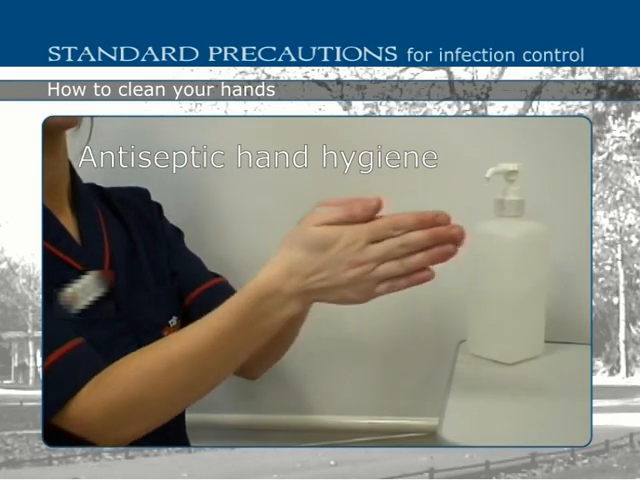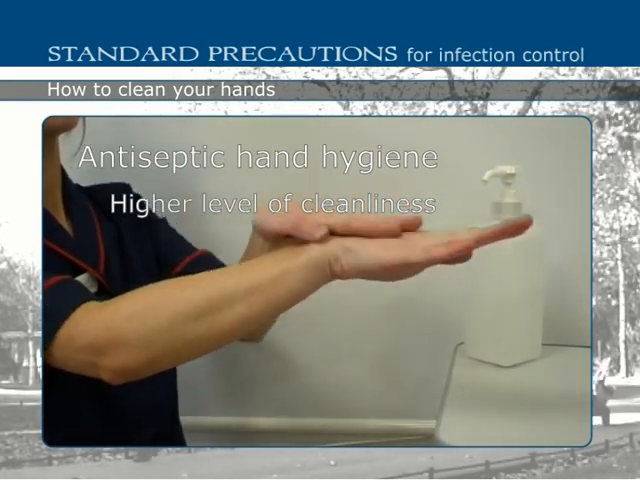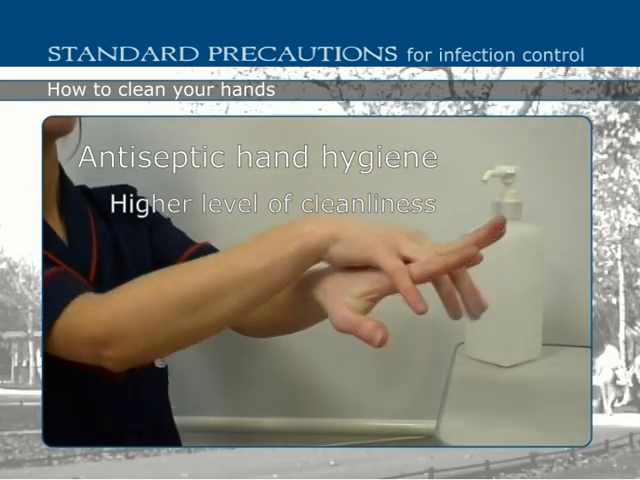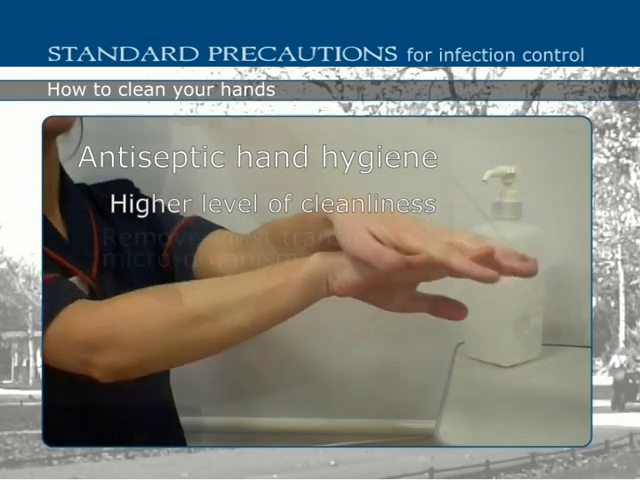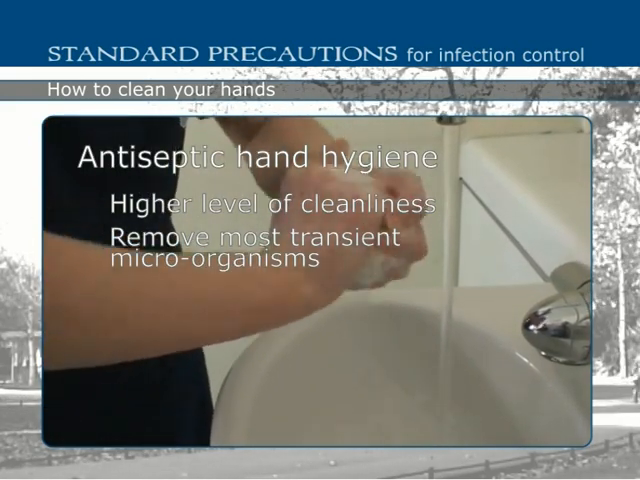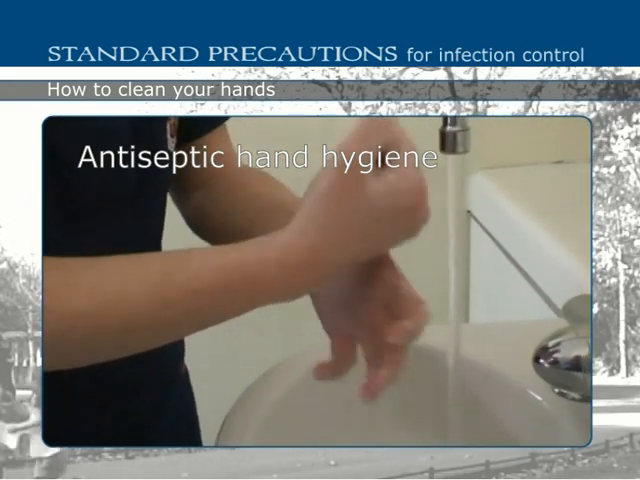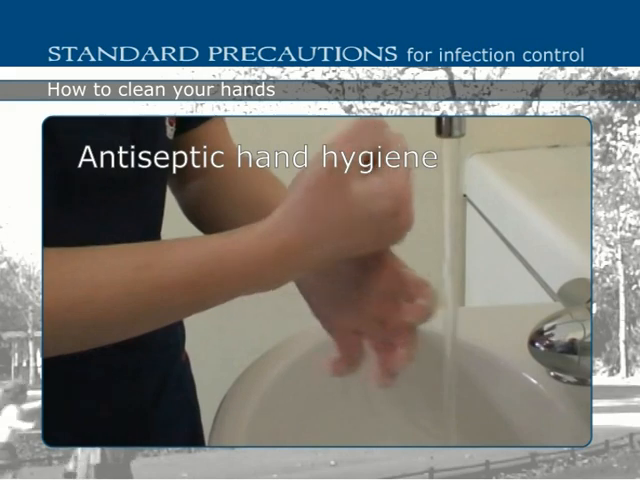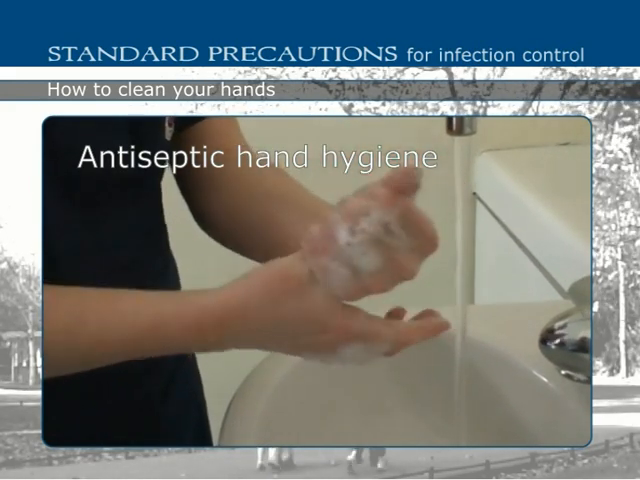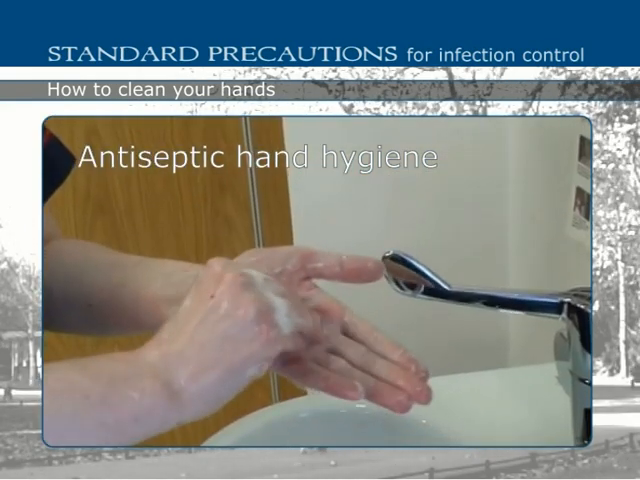Antiseptic hand hygiene is used where a higher level of cleanliness than social hand hygiene is required. For example, if a client is immunocompromised. When carried out correctly, it will remove most transient microorganisms. It involves cleaning your hands with an alcohol hand gel or rub. This technique should only be used where your hands are visibly clean. You can also wash your hands with an antiseptic liquid soap to achieve antiseptic hand hygiene.